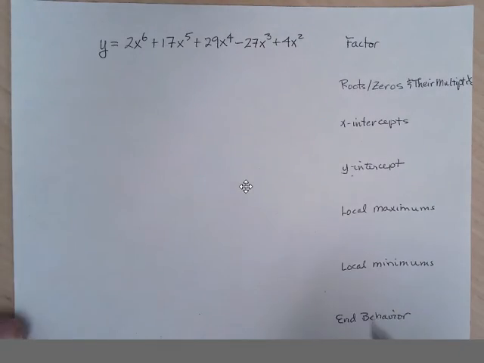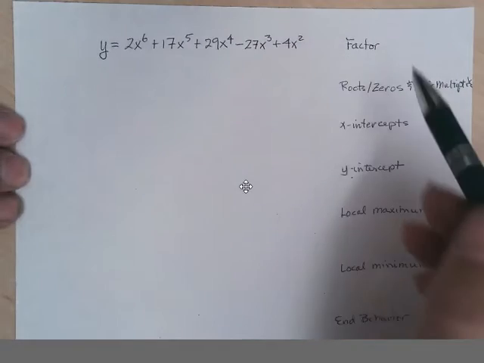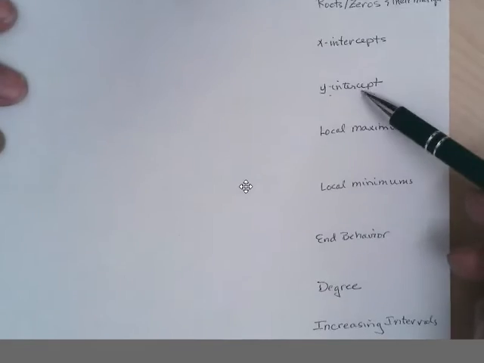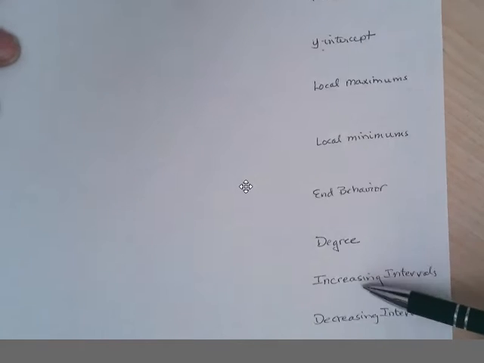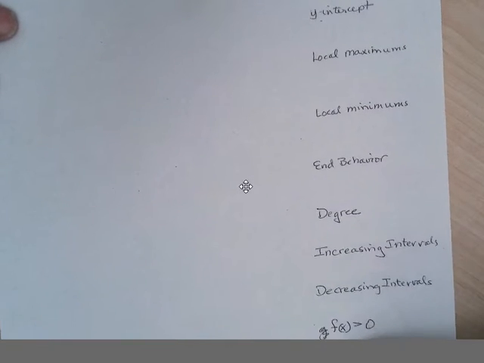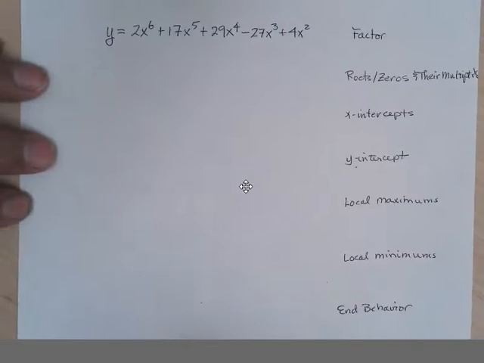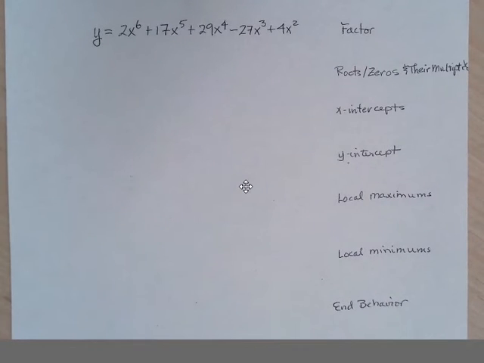All right, let's do this one. We're going to factor it. We're going to find the roots, the x-intercepts, y-intercept, local max and mins, end behavior, degree, increasing, decreasing, and when it's greater than 0. So let's start off by taking a look at it.